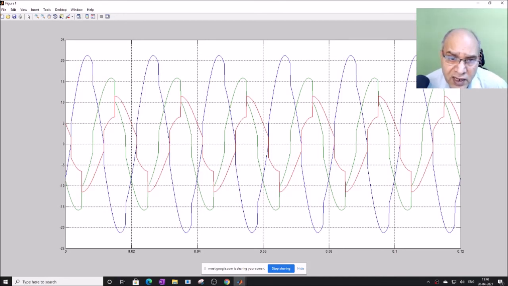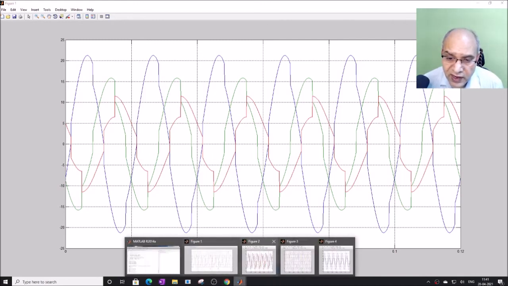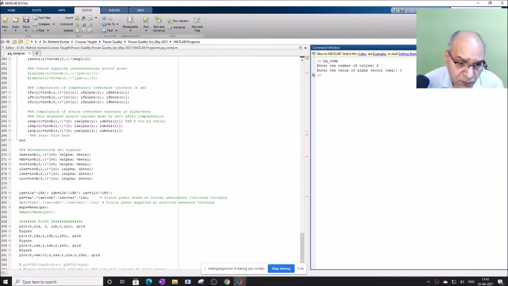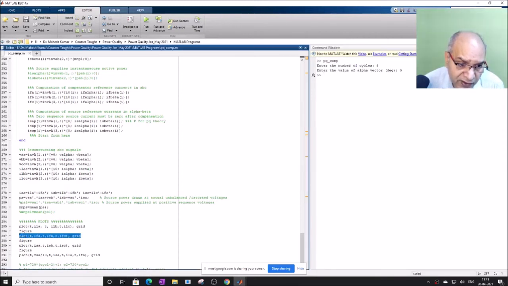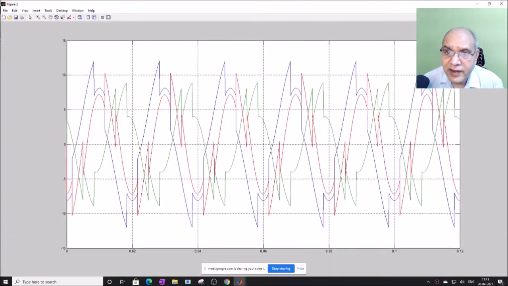The important thing is that they are unbalanced and they contain the discontinuity because of the rectified load. Because of that they contain all kinds of harmonics and their fundamentals are unbalanced. Okay, so this is the original load currents. Now after this scheme we have compensated, we found IFA, IFB, IFC. So these are the IFA, IFB, IFC.